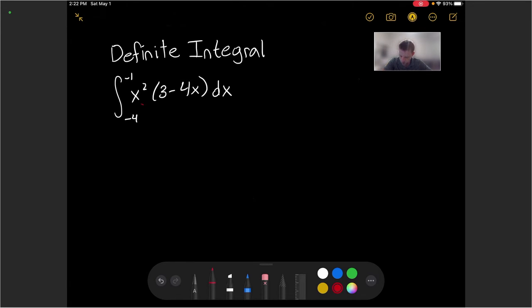So we'll notice that we have an x squared here multiplied by a binomial term. Here we can actually use some multiplication and distribute that x squared throughout that parenthesis and come out with two power terms. So let's do that. We'll just start by rewriting our integral: -4 to -1, we'll have 3x squared minus 4x to the third dx.